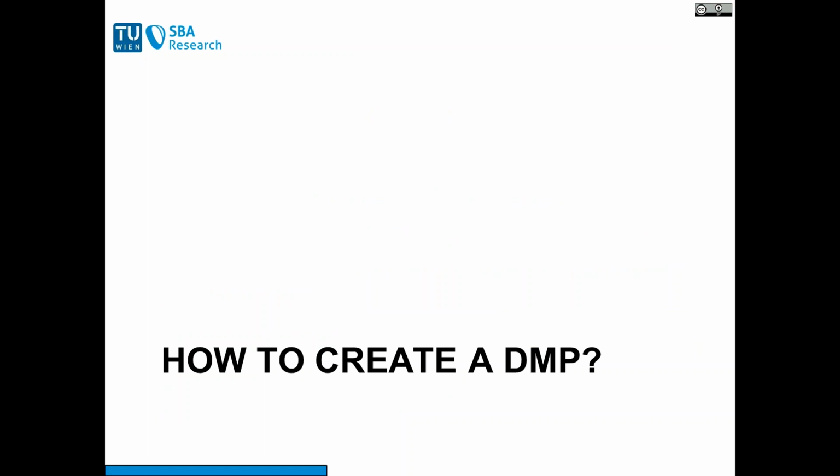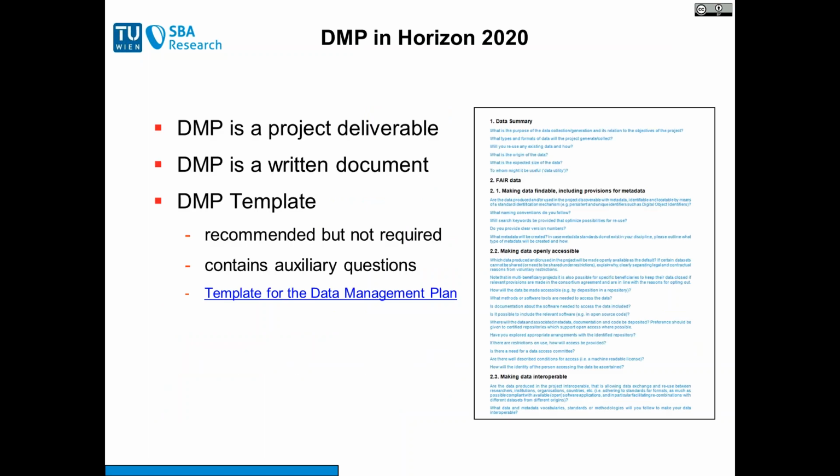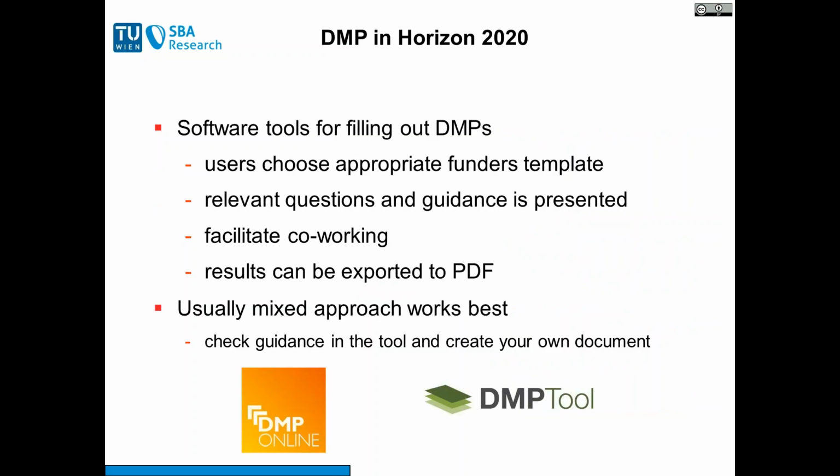Good, let's now move to the part about filling out the DMPs. So what do you do and how do you create it? There are 2 ways. One of the ways is to use the aforementioned project deliverable template. So you just download it, open it in Word or any other text editor, and answer the questions, fill it out. Or you can use some software tools for filling out DMPs.